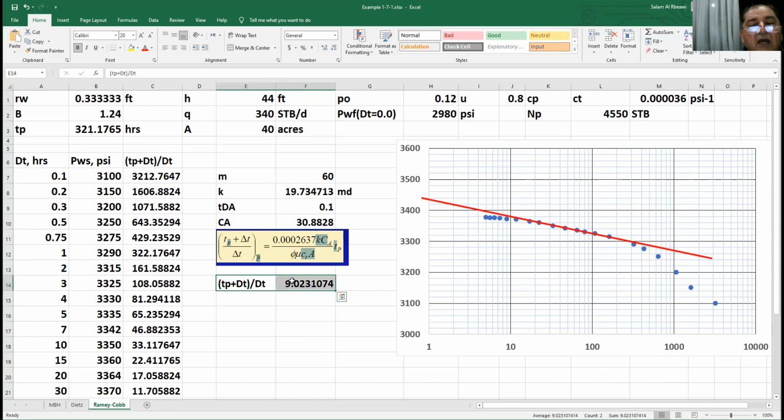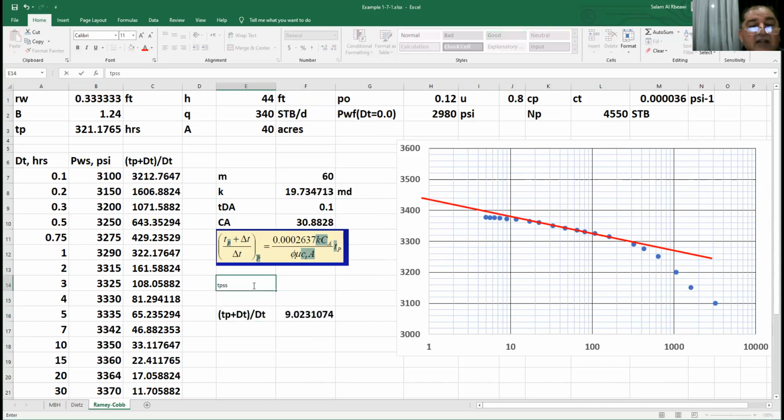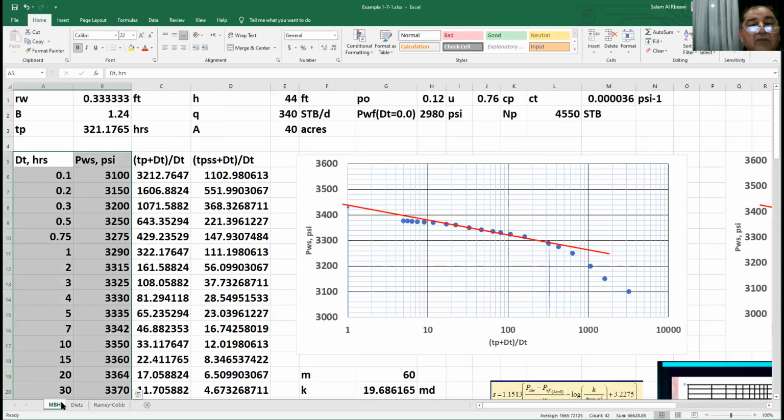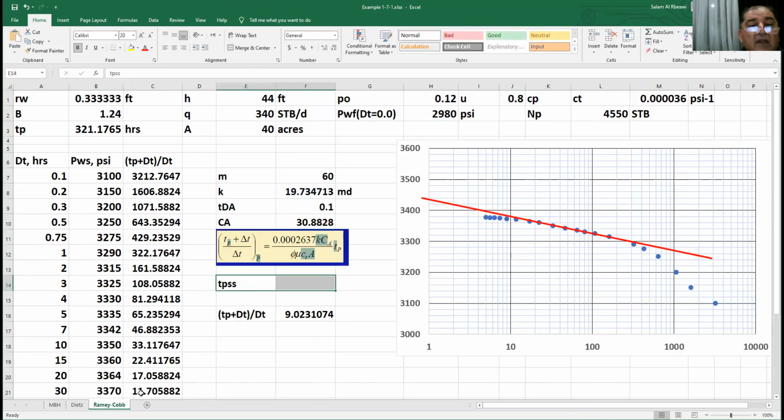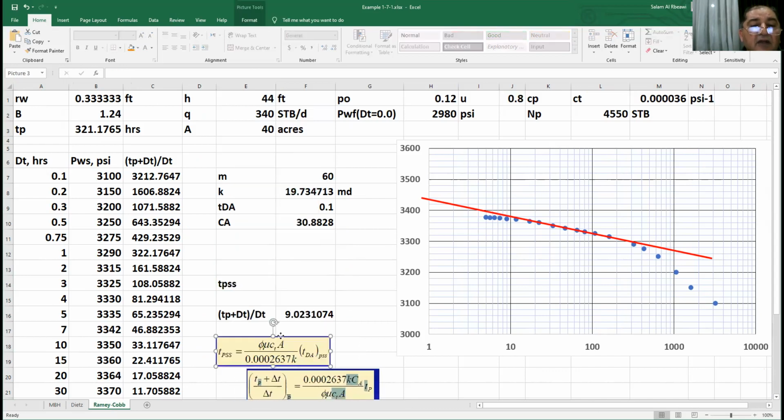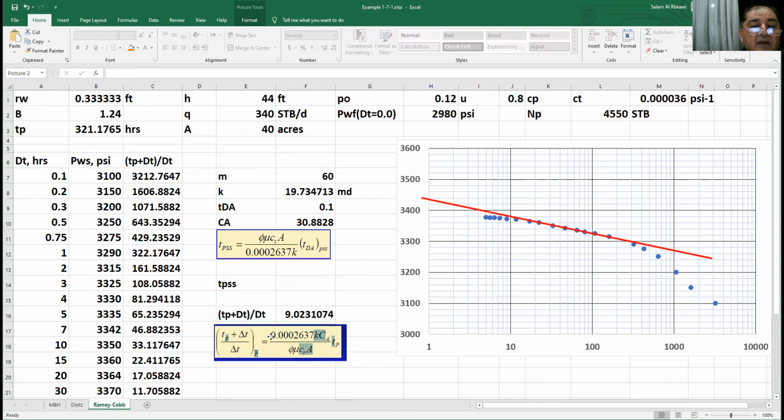So tpss is calculated by what? Let me remove this one down, put it here. Now we need to know how much tpss is. It's calculated by this model. Let me bring the model in front of you so you would know how tpss is calculated. I think we do have a tpss somewhere. Yeah, this is tpss, guys. I'm going to put it here.